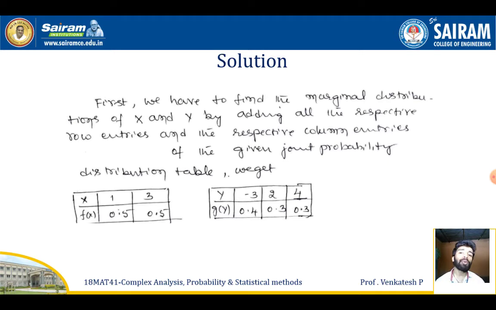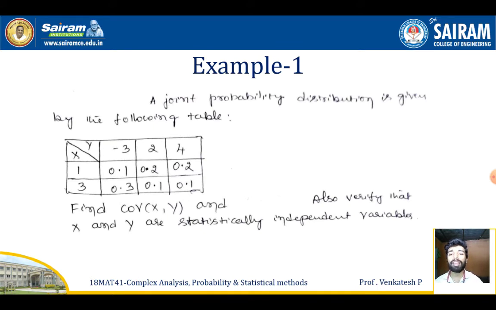To compute the marginal probability distribution, first we have to find the marginal distribution of x and y by adding all the respective row entries and the respective column entries of the given joint probability distribution table. Suppose that I want to estimate the value of f of x1. At x equal to 1, add this complete row to get the value of f of x equal to 1. Similarly, at x equal to 3, add this complete row to get the next value.